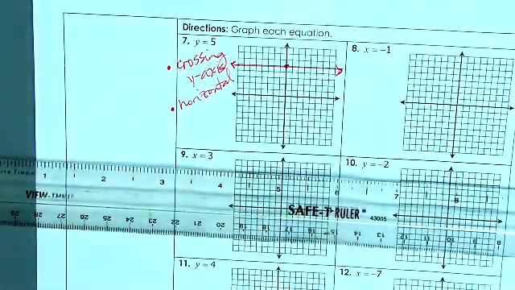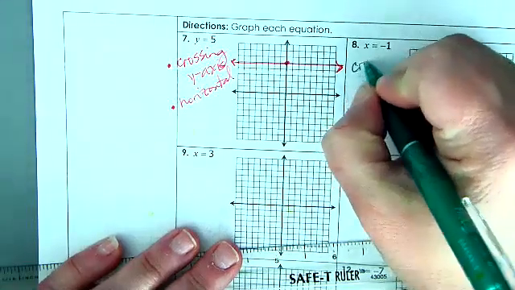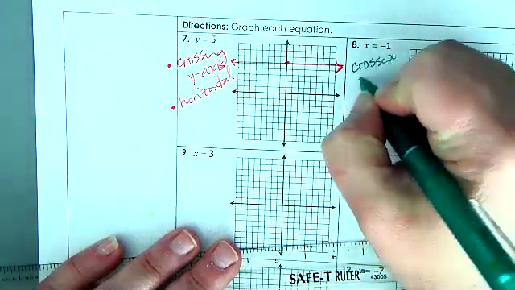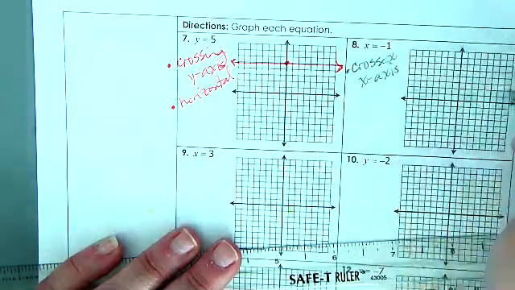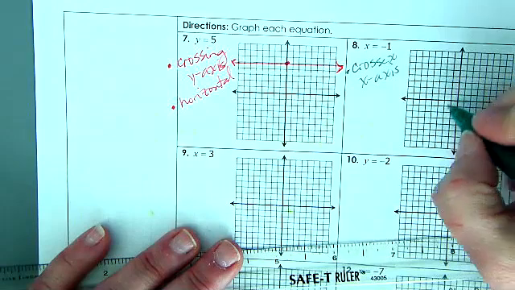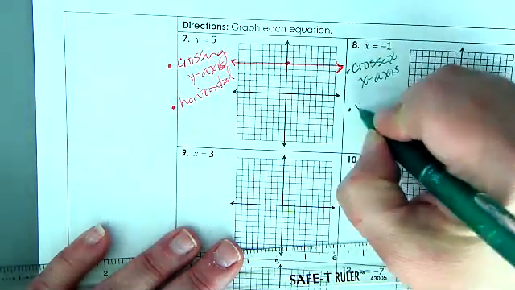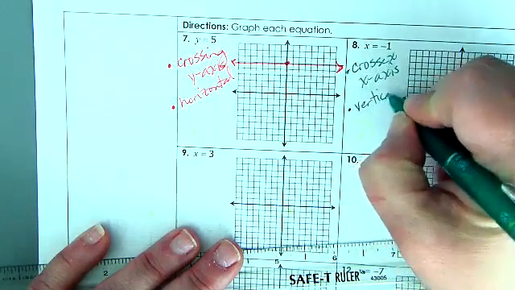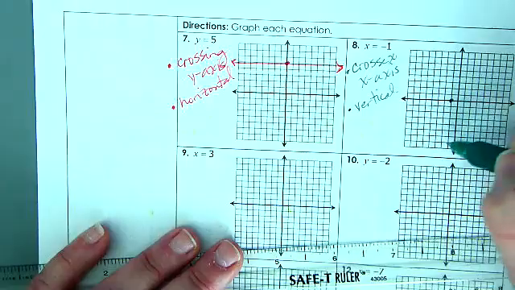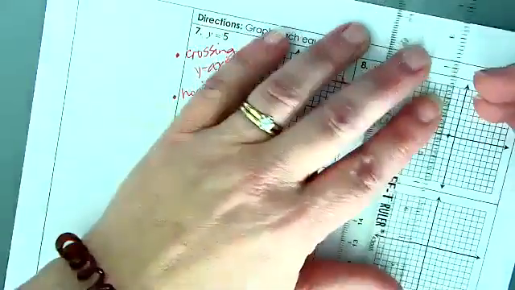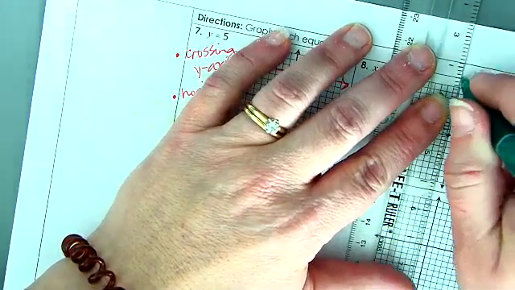And now we have x equals -1. That's telling me it crosses the x-axis. Since it's crossing the x-axis at -1, there's my point. And it means it's going to be a vertical line, because all of the x values are going to be -1. So I draw my vertical line and I connect the dots.